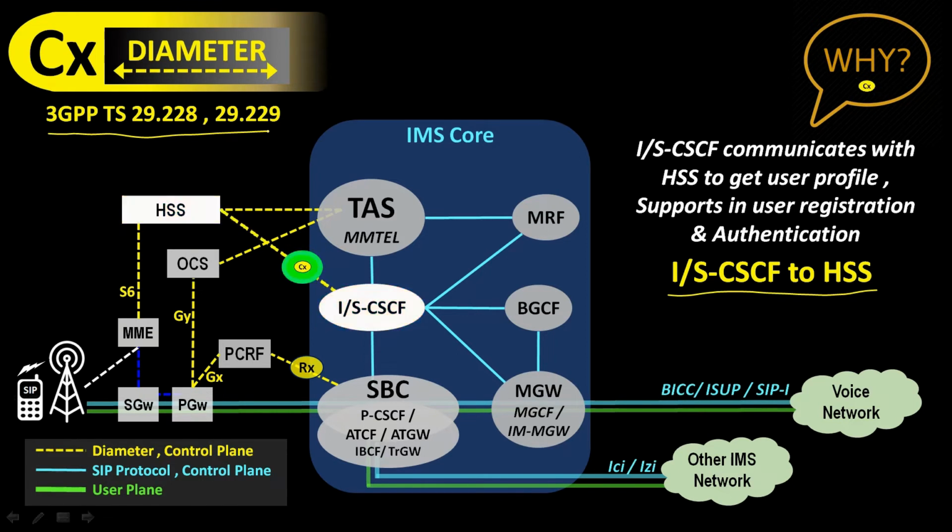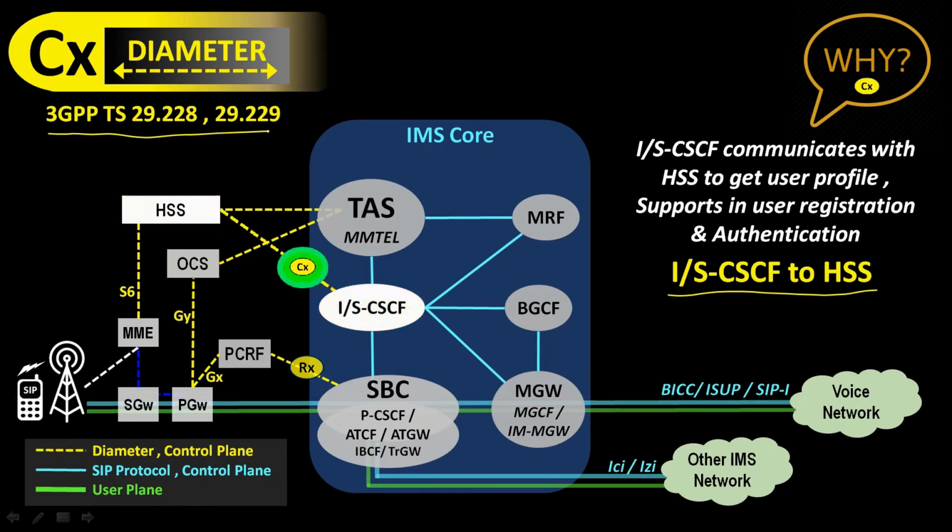The CX interface is used between the I or S-CSCF and the HSS for downloading subscriber data. It enables IMS registration. It also helps in passing the subscriber data to the S-CSCF from the HSS. CX uses the Diameter protocol.